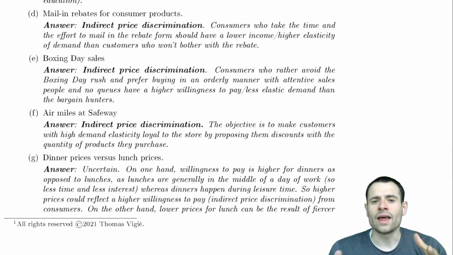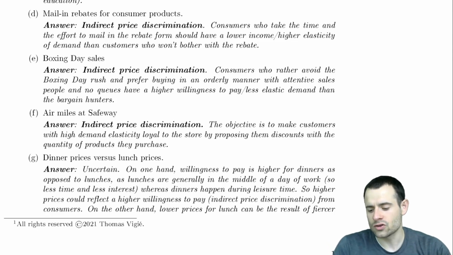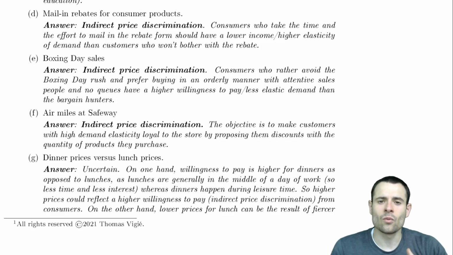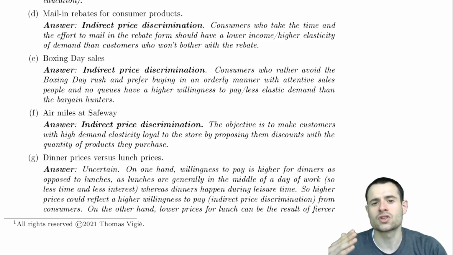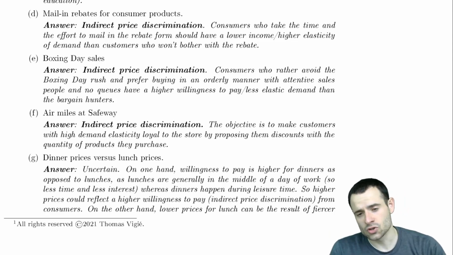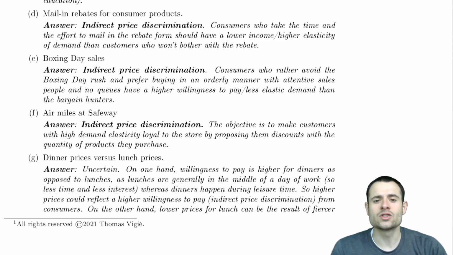Firms are not able to tell exactly which customer is what type. Whenever someone gets in the store, they cannot tell whether this one is hunting for good deals, or if it's somebody who just wants to buy the good, doesn't really care about the price, and just wants to go home. So they propose these 2 different options to see who is willing to go as far as collecting points, or filling a rebate form, or someone who's willing to fight during Boxing Day.